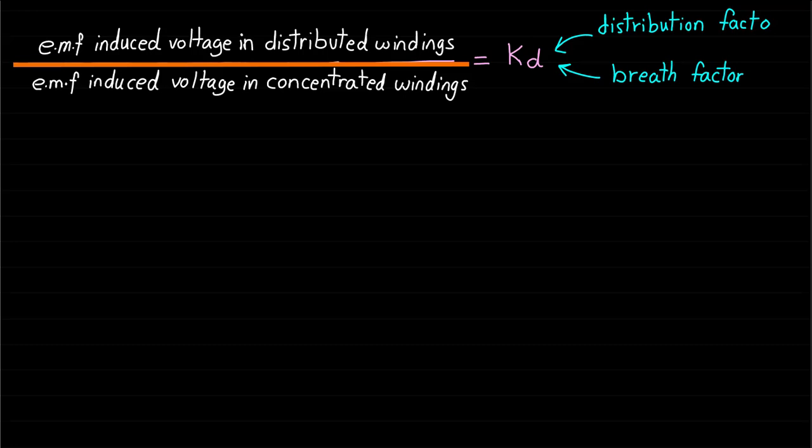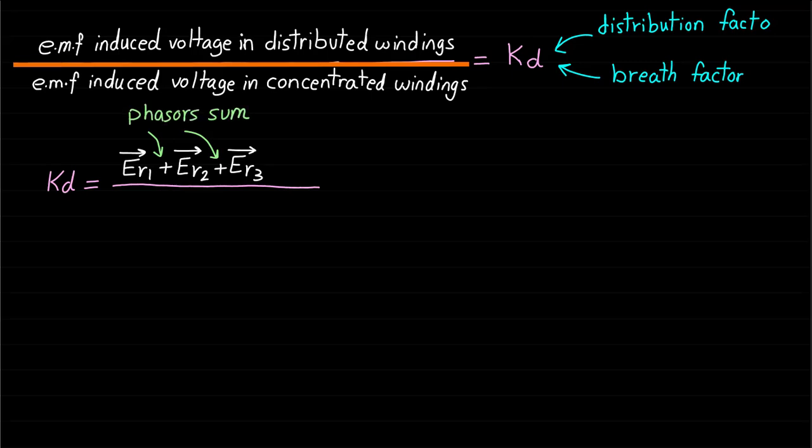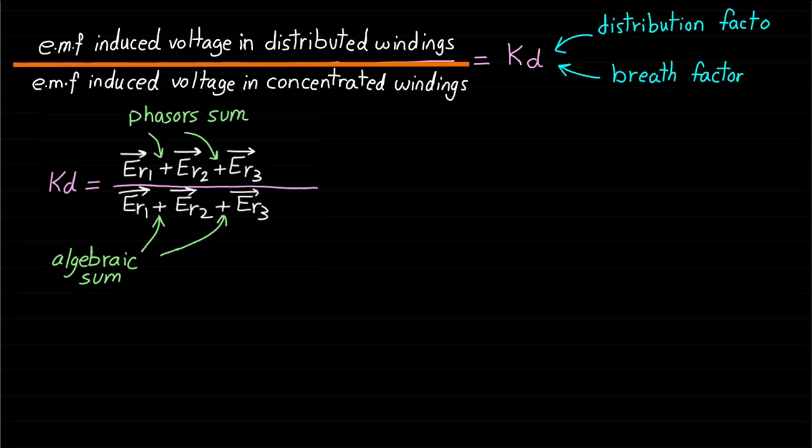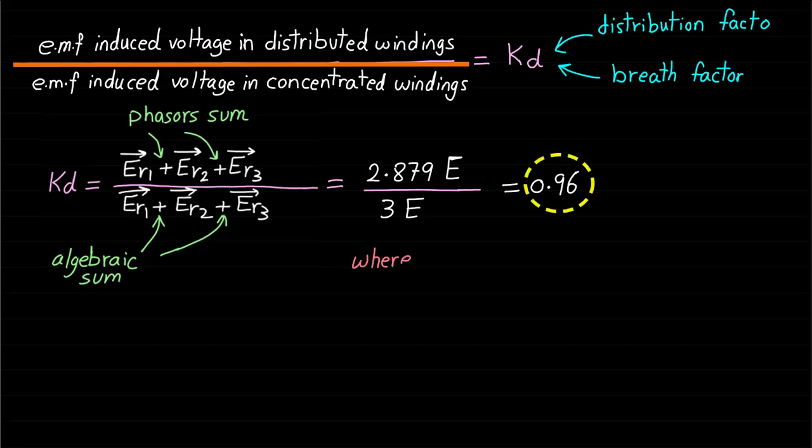Based on this new relationship, the distribution factor Kd in our 3 coils example will be equal to the phasors sum of ER1, ER2, and ER3 over the algebraic sum of ER1, ER2, and ER3. Therefore, Kd will equal 2.879E over 3E, which equals 0.96, where ER1 equals ER2 equals ER3 equals E.